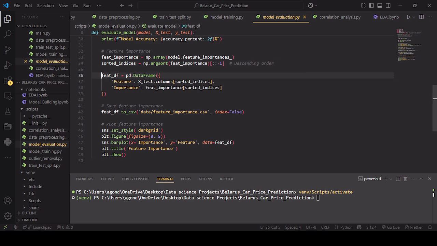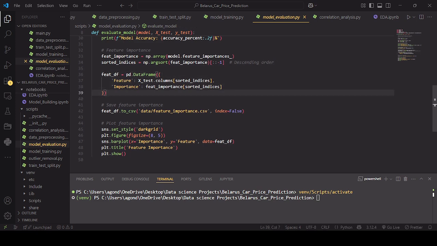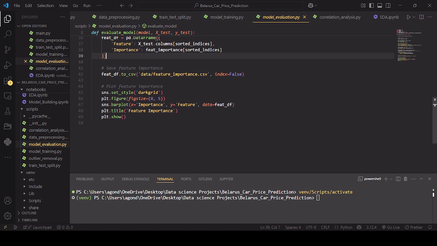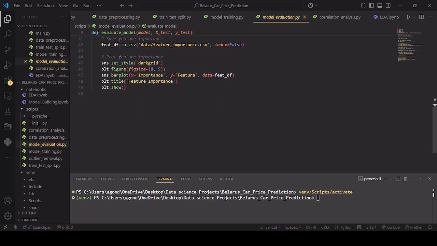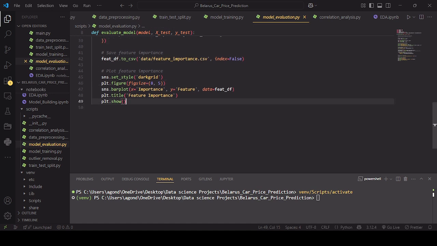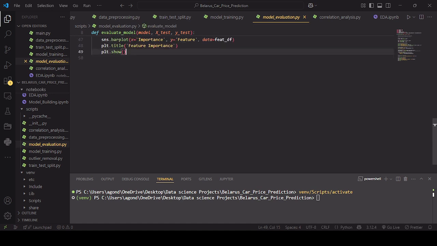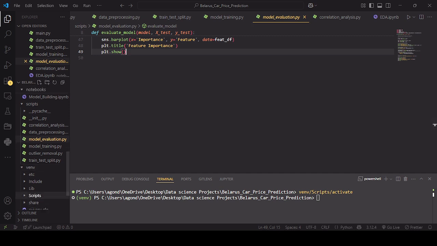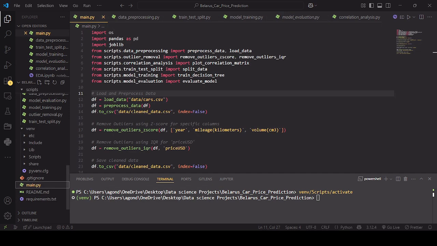then fed it in the data format as X test columns as sorted indices and feature importance as sorted indices, and taken the data in the feature importance format. Okay, so right now let's run the main file of it so we can end this video.